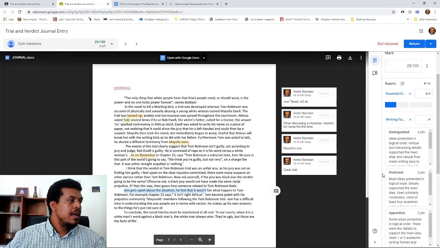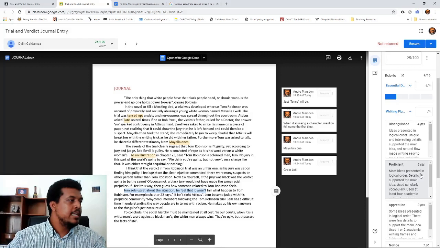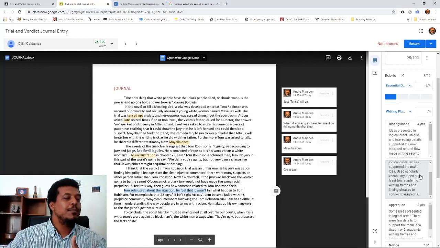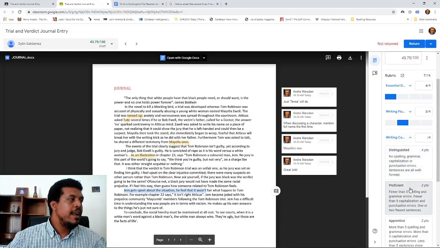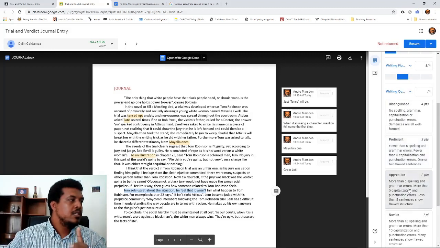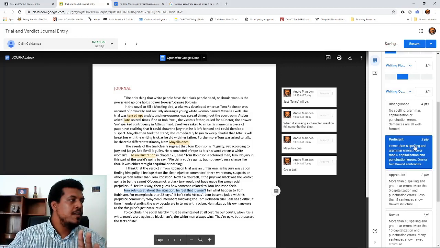Writing fluency. I like this one. Most ideas presented in a logical order. Details supported the main idea. Used scholarly vocabulary. That's the academic writing frames. Use at least 4 academic writing frames. Now I have to go in and check how much more that you maybe used. I'll give it a more thorough reading. But right now I'm just giving an illustration of how the grading system works for this. Writing conventions. Now there were some spelling and grammatical errors, but so far I've seen 2 or 3. So I would give this fewer than 5 spelling and grammar errors, fewer than 5 capitalization and punctuation errors, 1 or 2 flawed sentences, right?